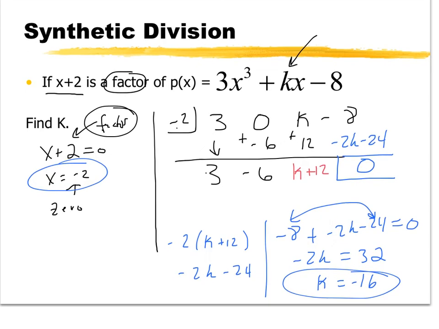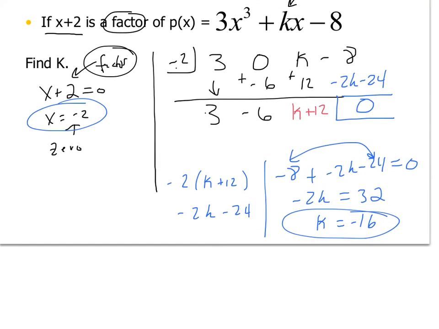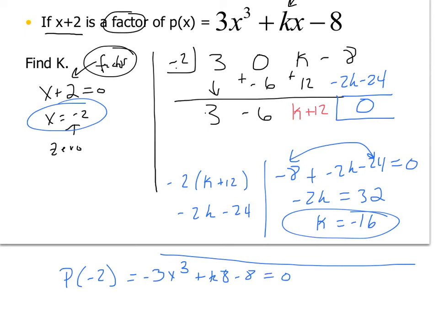Now that's using synthetic division. Quite frankly, the problem might say use synthetic division, and that's why you need to be able to work with it. But if it's not saying you must use synthetic division, I know that for this function, if I plug in negative 2, the negative 3x cubed plus kx minus 8 is going to equal 0. So that's what I do.